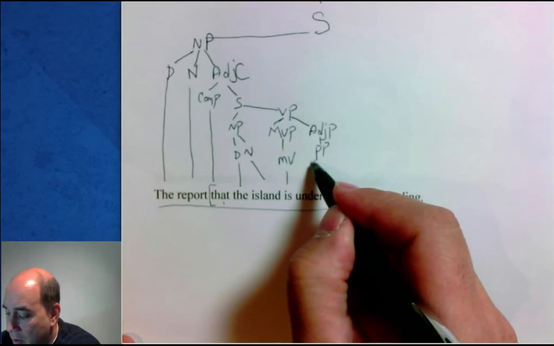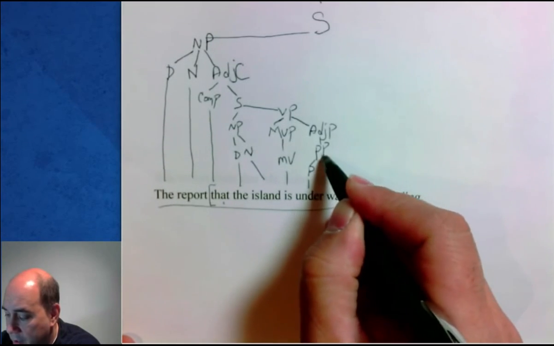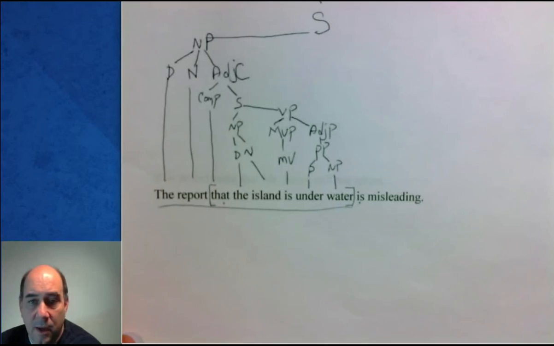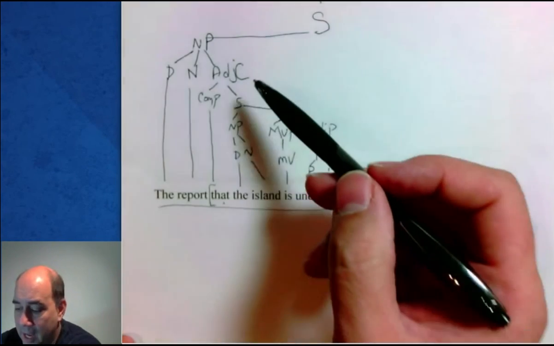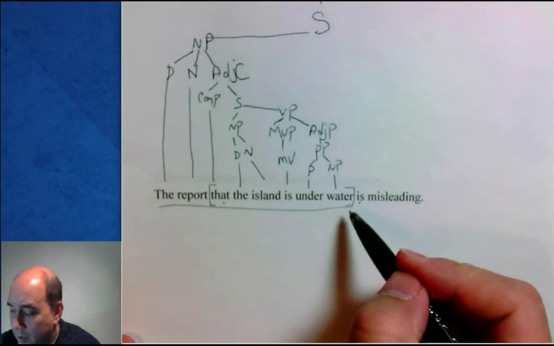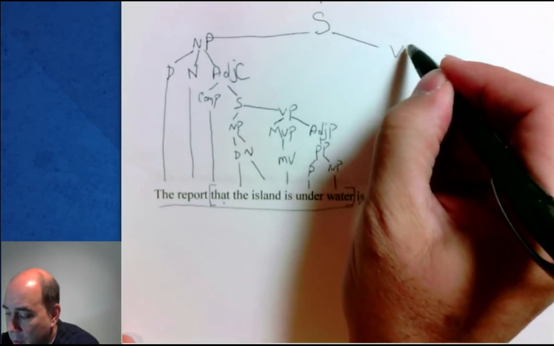And then I have a preposition, which is under, and then a noun phrase, which is water. So all that fits together under the adjective clause. All this fits together under this noun phrase. Now, here's your main verb. So we've got a verb phrase.